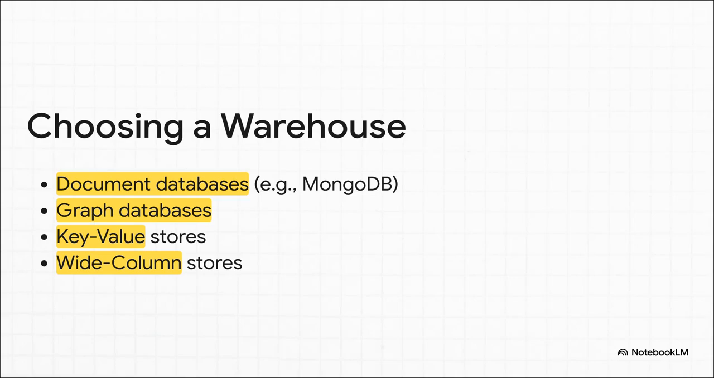Okay, so the data's here. We can't just dump it in a big pile on the floor. We need the right kind of warehouse, and believe me, there is no one-size-fits-all solution. Depending on the data's shape and what we want to do with it, we might pick a document database for something flexible like user profiles, or a graph database to understand how things are connected, or maybe a super fast key value store. Each one is a specialized tool for a very specific job.